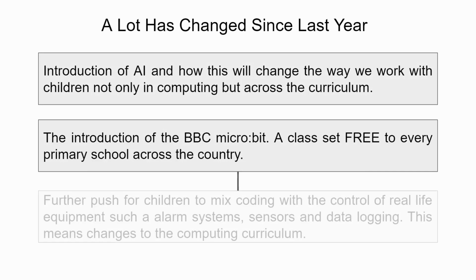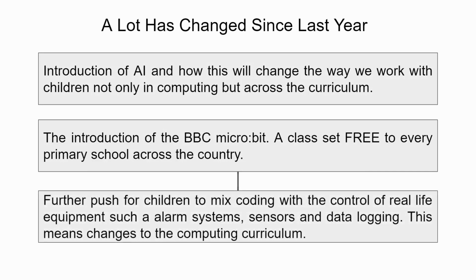So yes, a lot has changed since last year, and we've seen the introduction of AI and how this will change the way we work with children, not only in computing but right across the curriculum as well, and we'll touch on AI towards the end of this presentation. And there's also been the introduction of the BBC Microbit and a free class set of microbits for every primary school across the country, and a further push for children to mix coding with the control of real-life equipment such as alarm systems, sensors and data logging. This means changes to the computer curriculum.